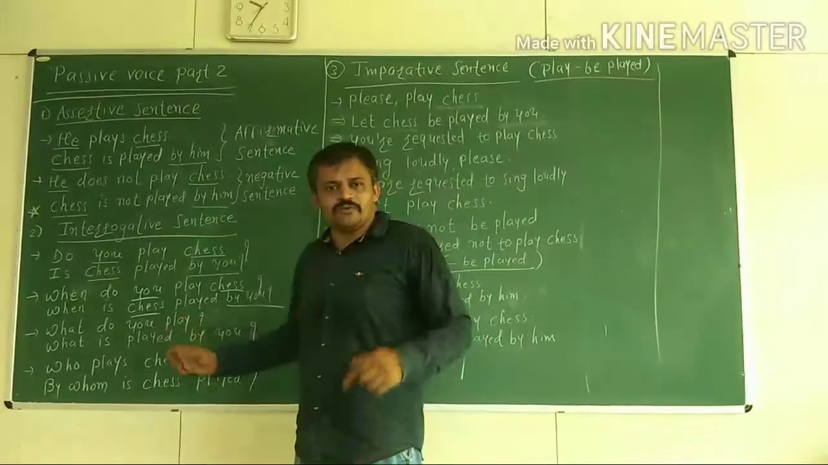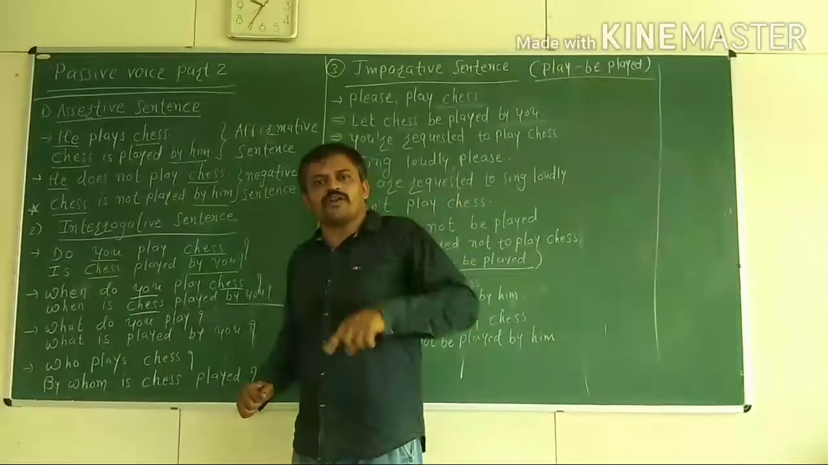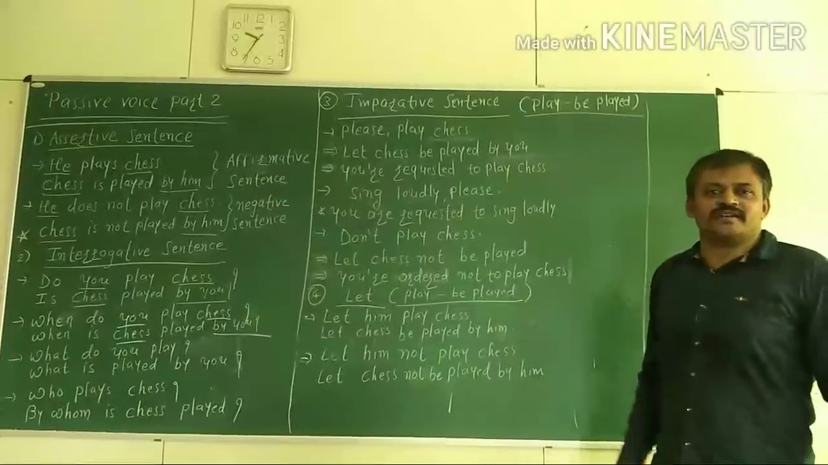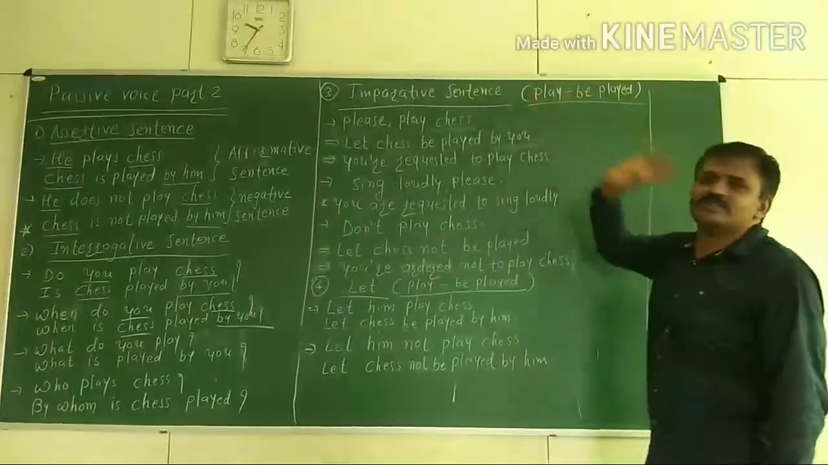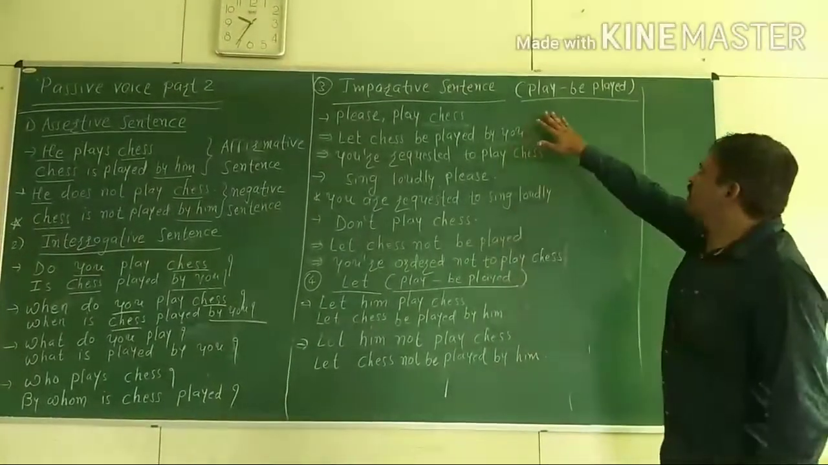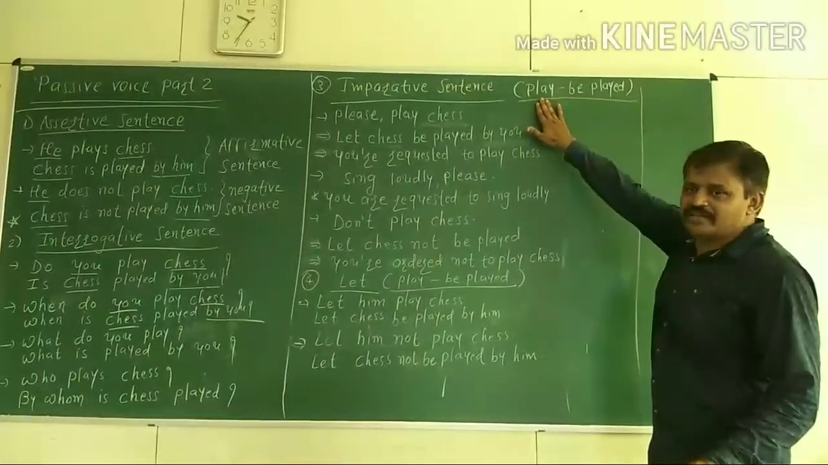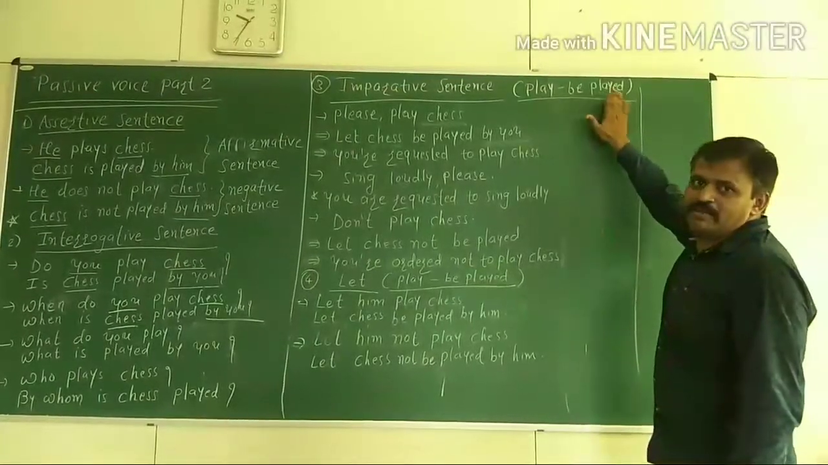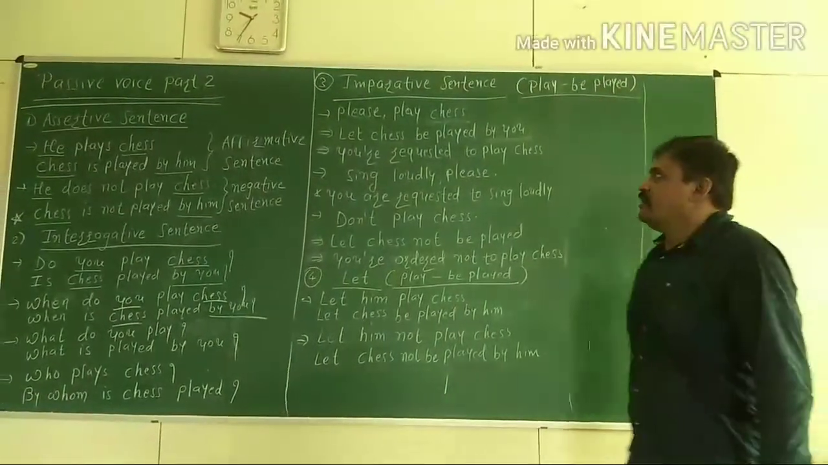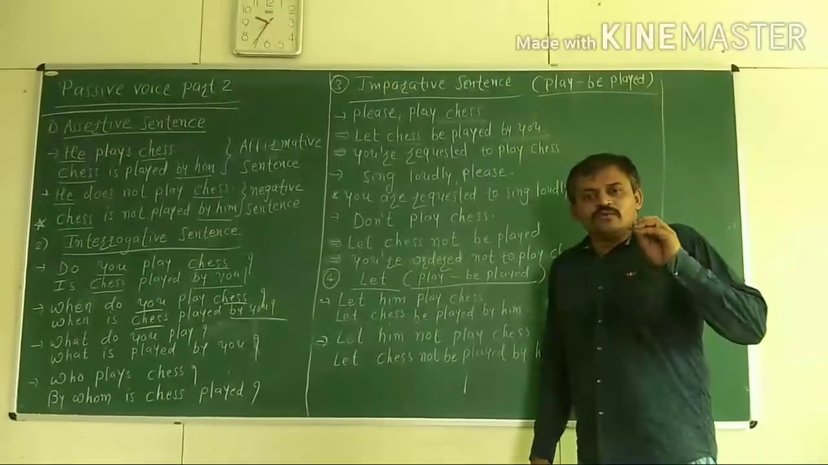How do we make the passive of what and who? That was two types of sentence, and next there is the imperative sentence. The verb change of the imperative sentence is: play is the active, then it becomes be played. Be plus V3 is the passive of this sentence. Now listen.